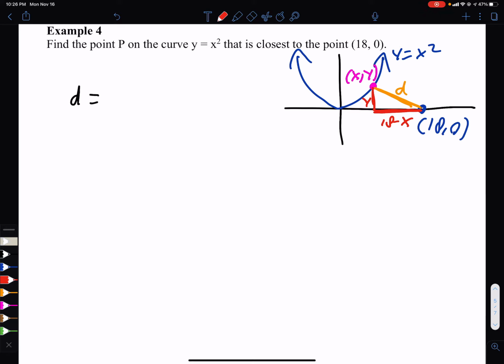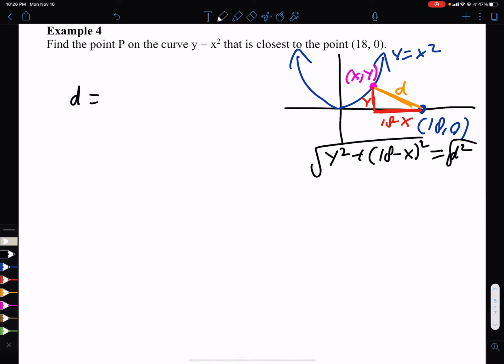So the Pythagorean theorem is going to say d squared, I will do a different color, one leg squared plus the other leg squared equals the distance squared. So if you square root this, you get the distance. So that would be the square root of y squared plus 18 minus x squared. Okay, taking the derivative of this looks ugly already. And on top of that, I have the problem because I have two different variables. I don't want two variables.